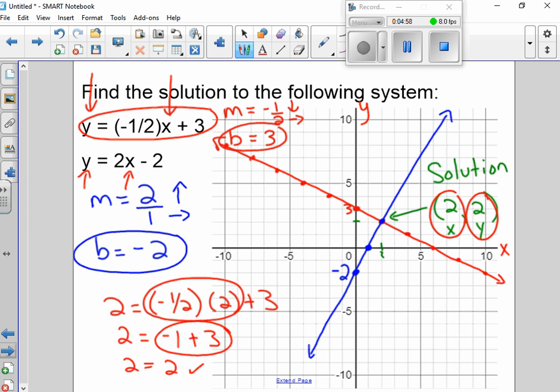Okay, and if you do the same thing in the other equation, this stuff that I'm doing right now is not mandatory. It's just simply a way to check yourself if you'd like to know. If not, keep it moving and go to the next example.